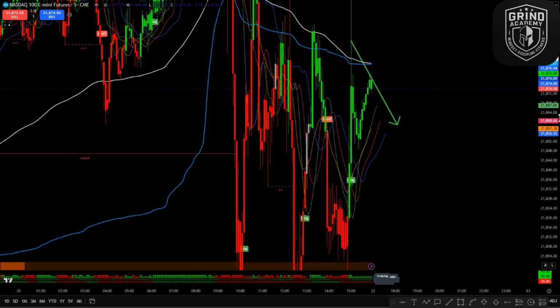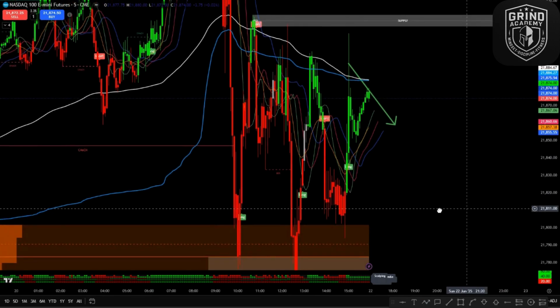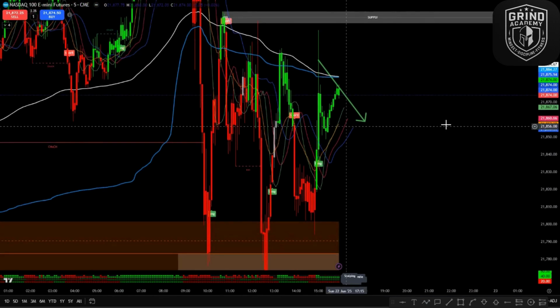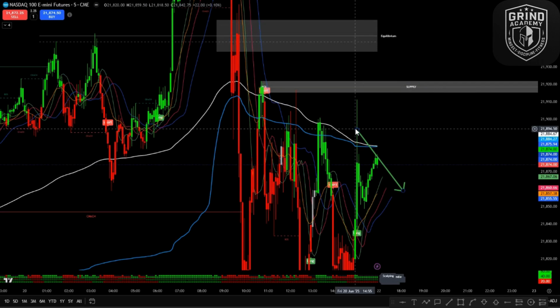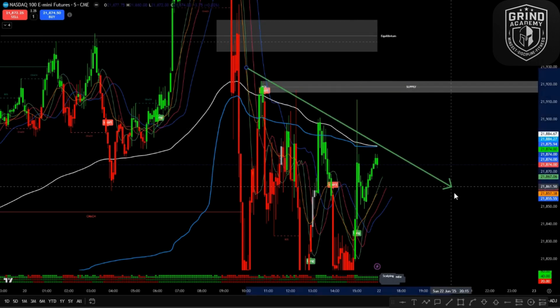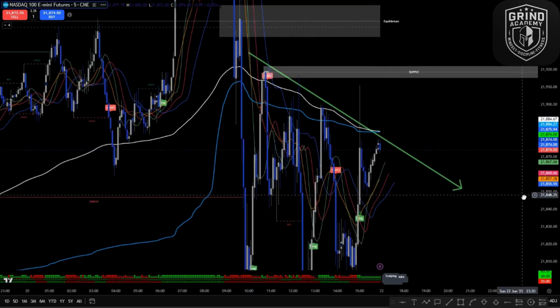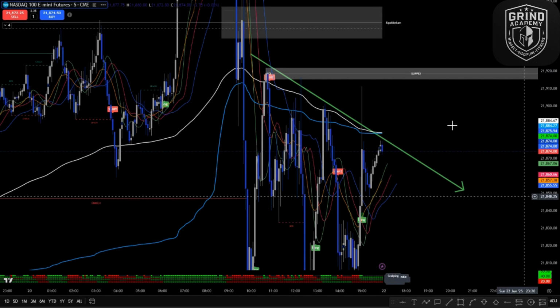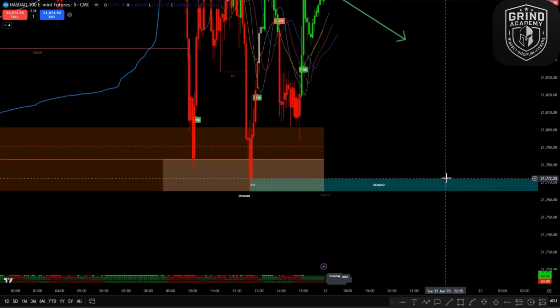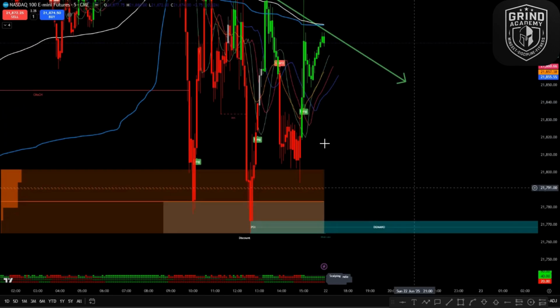So I'm looking at price could possibly continue to go lower. That's a better look of a downtrend. Rejected off supply. Next it could possibly go back to demand at 21,772. Demand on the 5 minute chart at 21,772.